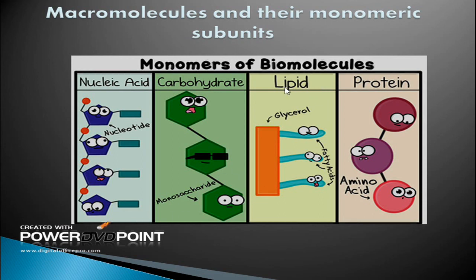Carbohydrate is a macromolecule and the monomer is monosaccharide. Lipid is also a macromolecule, but we do not consider it a polymer; rather it has subunits like long chain fatty acids with an alcohol like glycerol. Proteins are polymers which are formed by the polymerization of simple monomers, that is amino acids.